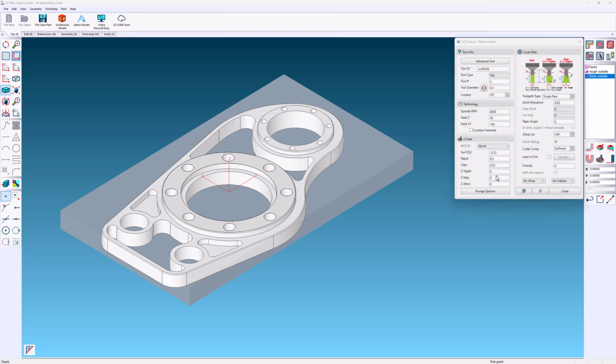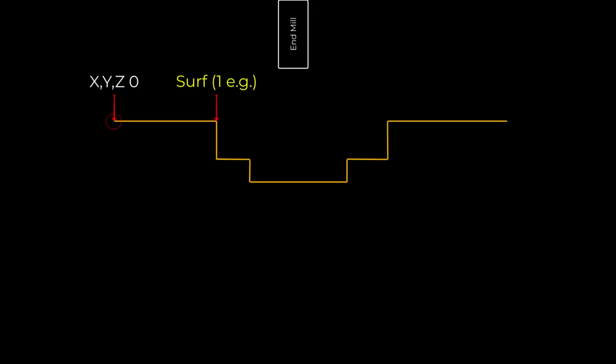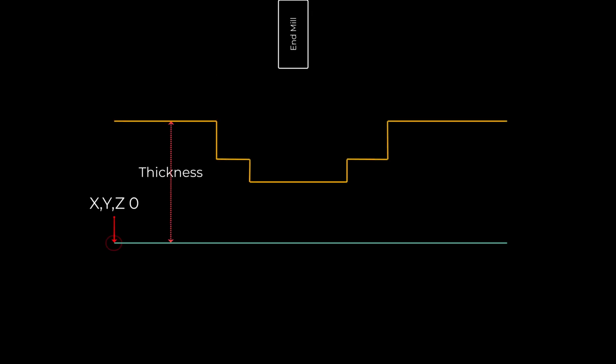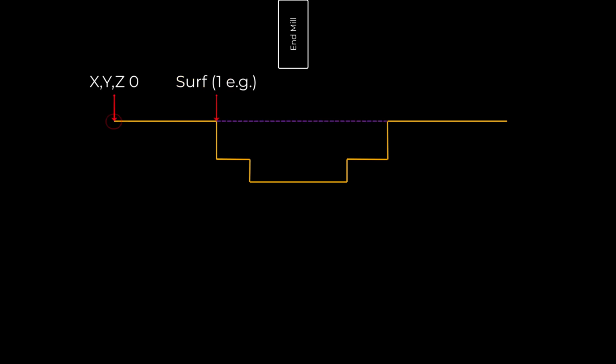Z surface. EasyCam determined the top of the selected surfaces. Let's examine the meaning of Z surface, rapid, and clear, and the benefits of each. Z surface is where the top of the feature is located. If your 0 is, say, at the bottom of the vise, your Z surface would be the thickness of the part for most operations. In this example, we have a pocket inside a pocket.